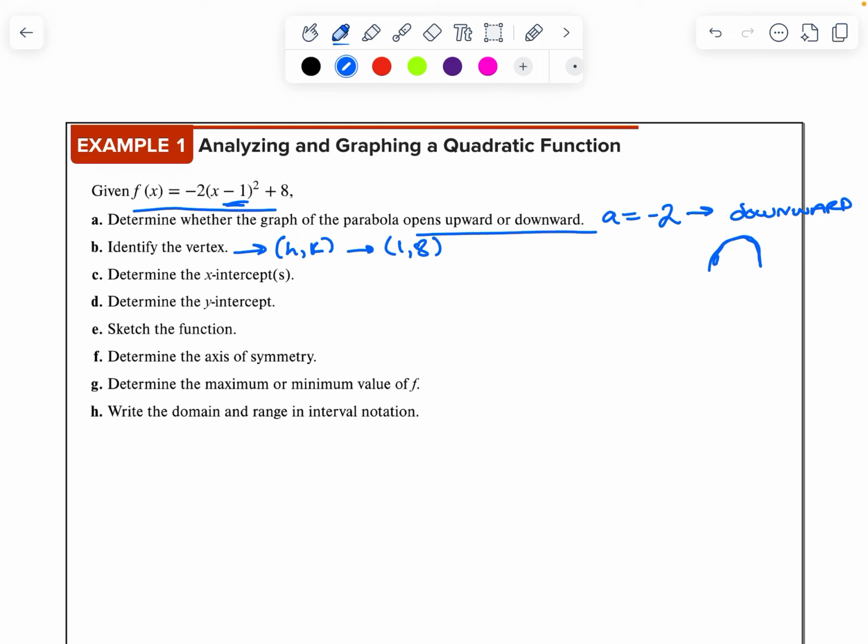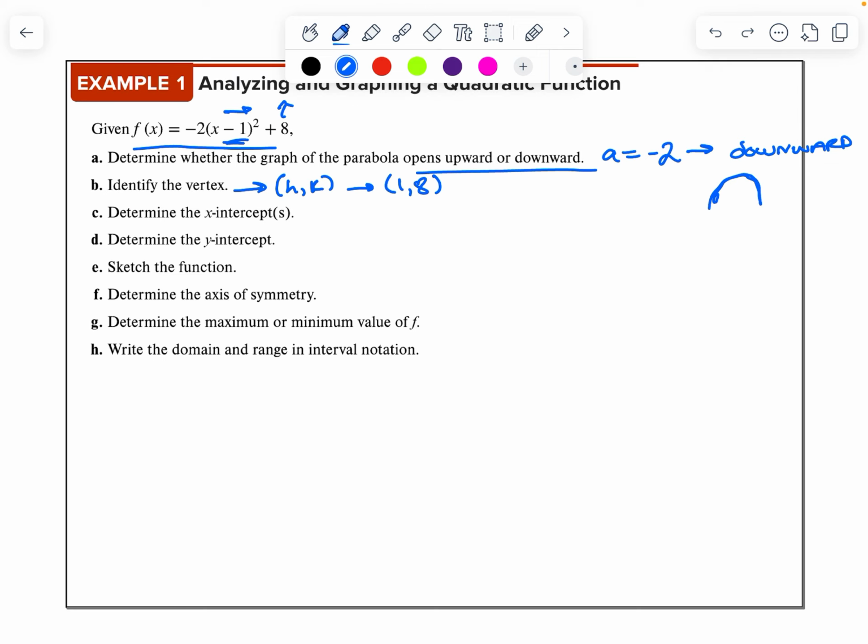The x-intercepts and y-intercepts, we always do those the same. So to find any x-intercepts, what we do is we sub in a 0 for y. To find any y-intercepts, we sub in a 0 for x. Let's do that. So for the x-intercepts, if we sub in a 0 for y, that'd be 0 equals negative 2, x minus 1 squared plus 8. And then we need to solve for x. So first we could subtract 8. We could divide by negative 2 on both sides.